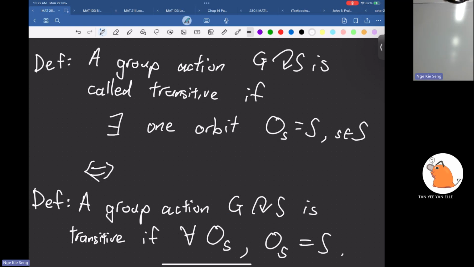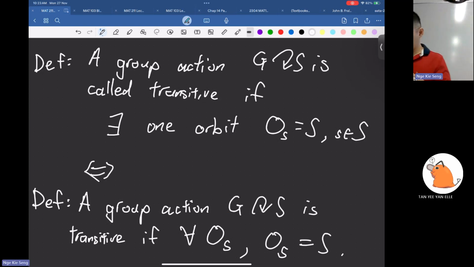So from the first one, if there exists an orbit of S equal to X, what does that mean? That your set is partitioned by only one orbit. So meaning what? You can reach every element in your set through S. This means that if you look at the orbit of every element in your set, it is the same orbit, because everyone else is living in the same orbit, if you can reach S to everything else, right?